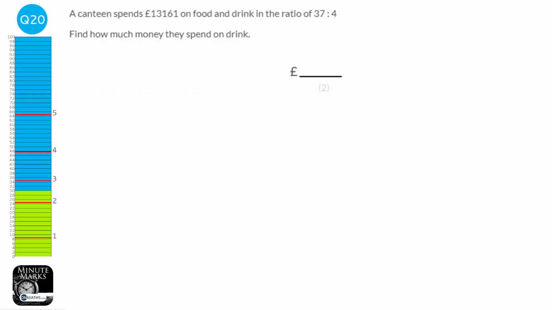So for this question I think of the ratio in terms of piles. So food is getting 37 piles of money and drink is getting 4 piles of money. So we've got to first of all work out how many piles of money we have. So we're going to do 37 plus 4 and that will give us 41. So we've got 41 piles of money.